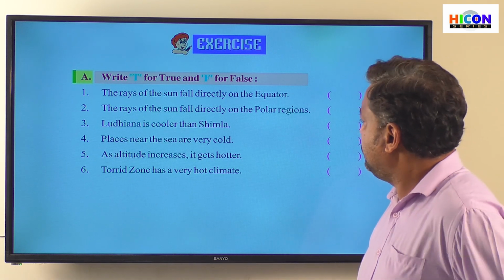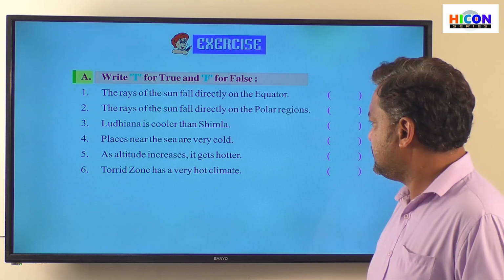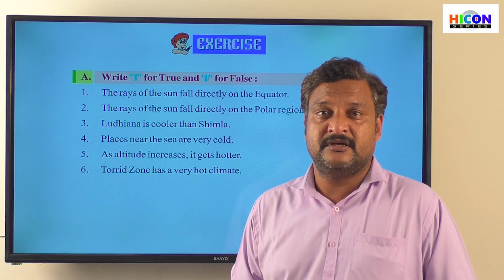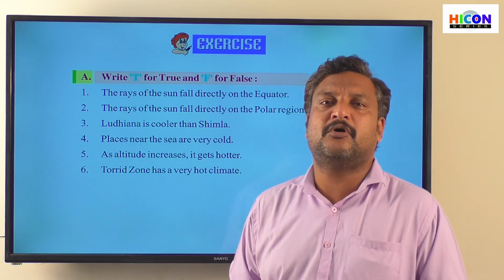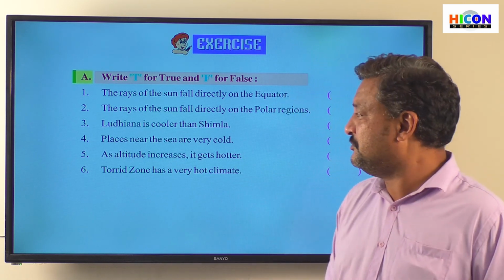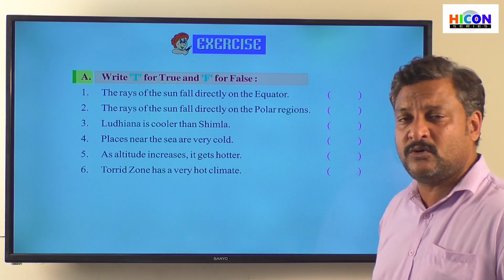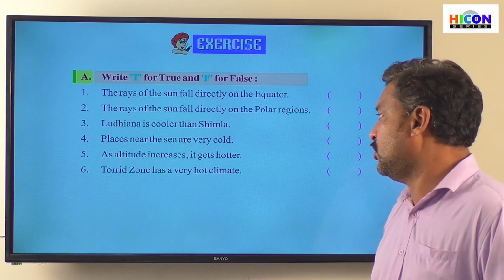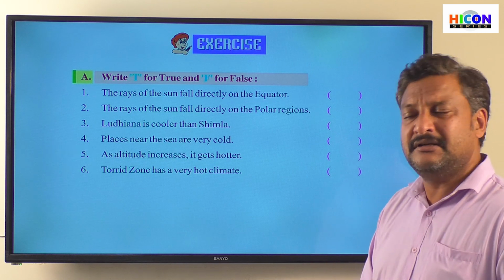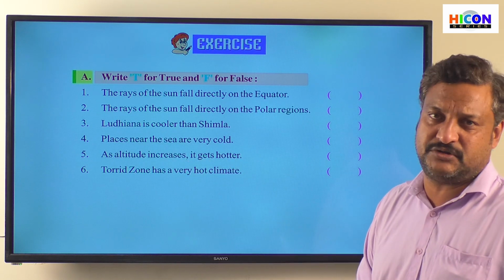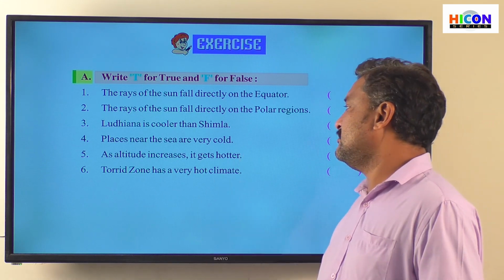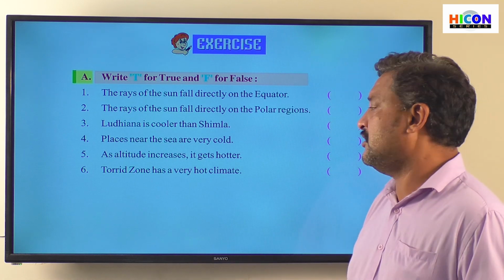Places near the sea are very cold. We have studied in the lesson with the help of an example comparing Mumbai and Delhi, isn't it? What we have said is Mumbai has a moderate climate, but Delhi has an extreme climate, isn't it? So does it mean that the coastal regions are comparatively cooler? No. They are not cold. Okay, they are not cold. They have a moderate climate, meaning neither too cold nor too hot, because of land breeze and sea breeze. So the answer for the fourth sentence is again false.